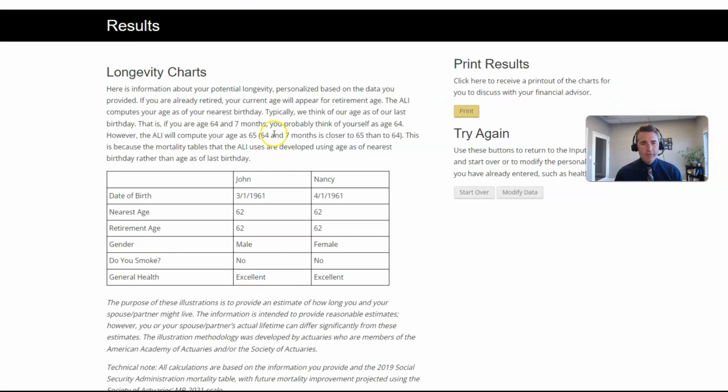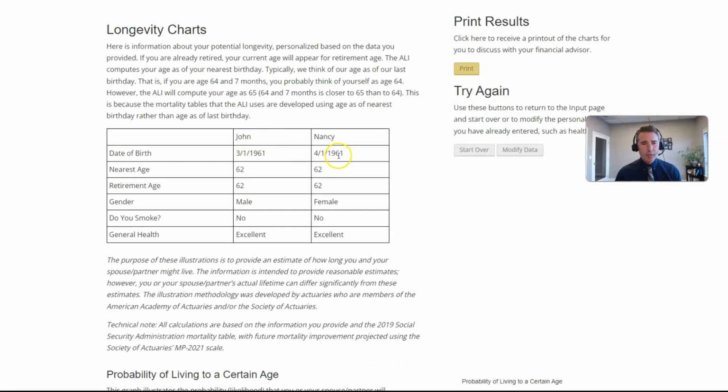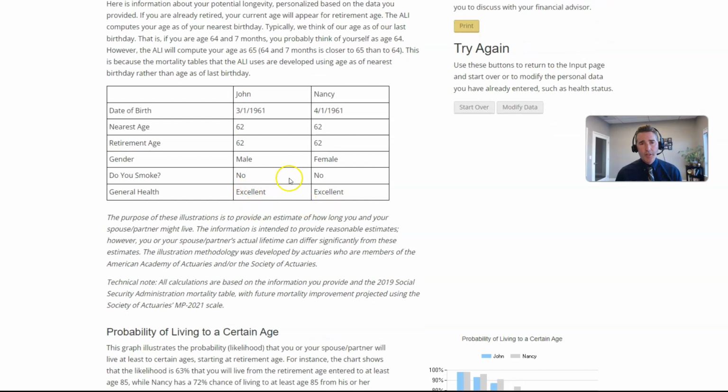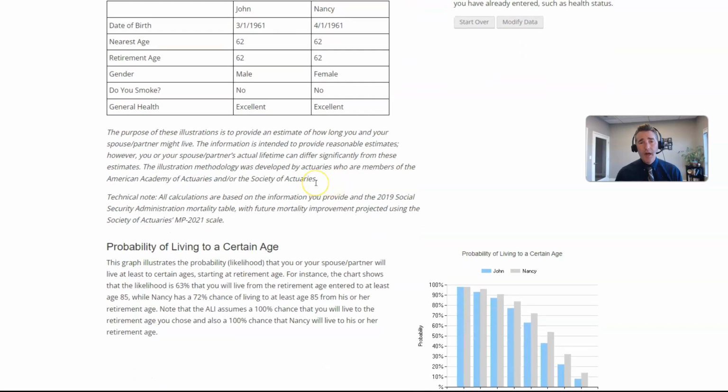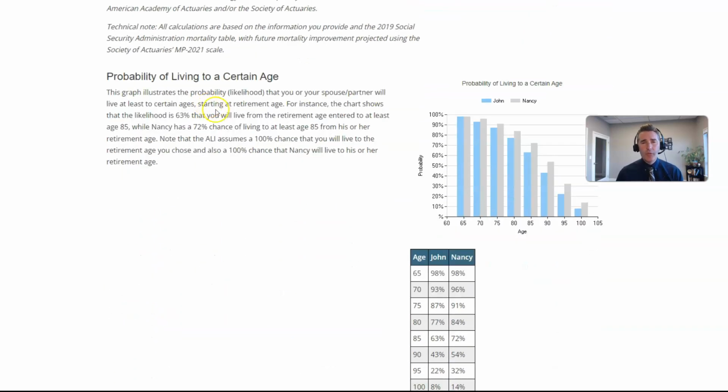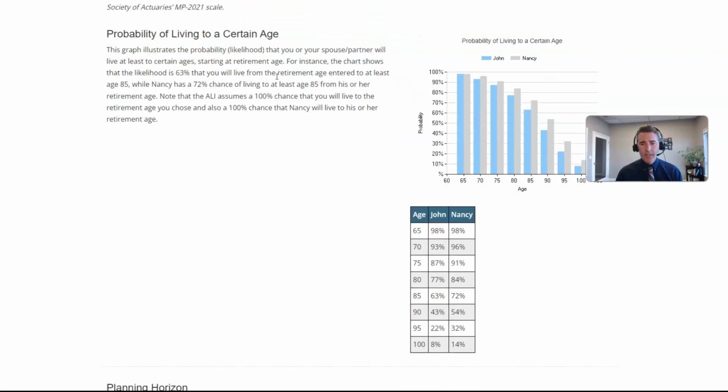So here you can see I've entered the information for John and Nancy, his birthday, her birthday, their current age, and their retirement age was 62. And we said that they both are non-smokers and they're in excellent health. So let's look at what the longevity illustrator tells us about the probability of how long they could live. The first chart we're going to look at is the probability of living to a certain age. And you can see here the probability of John and Nancy living to age 65 is 98%. There's a 98% chance that, if they're 62, they're going to make it to age 65.